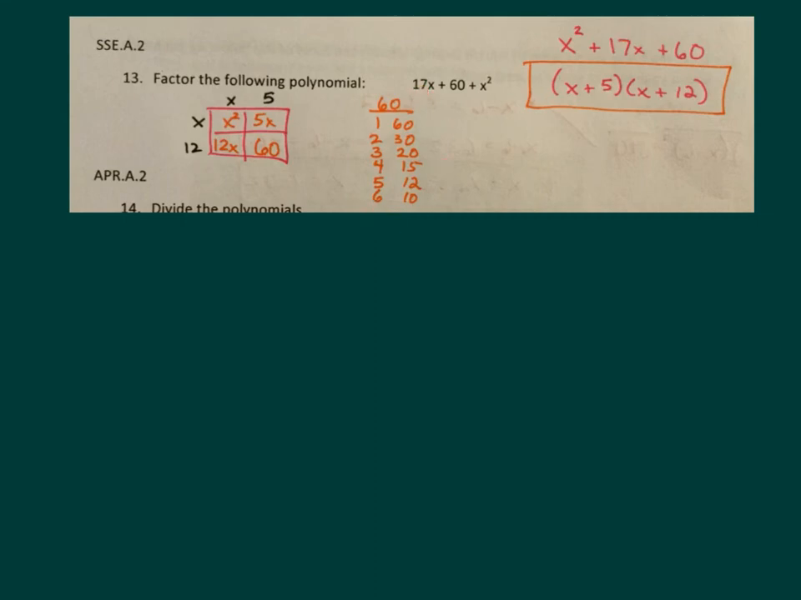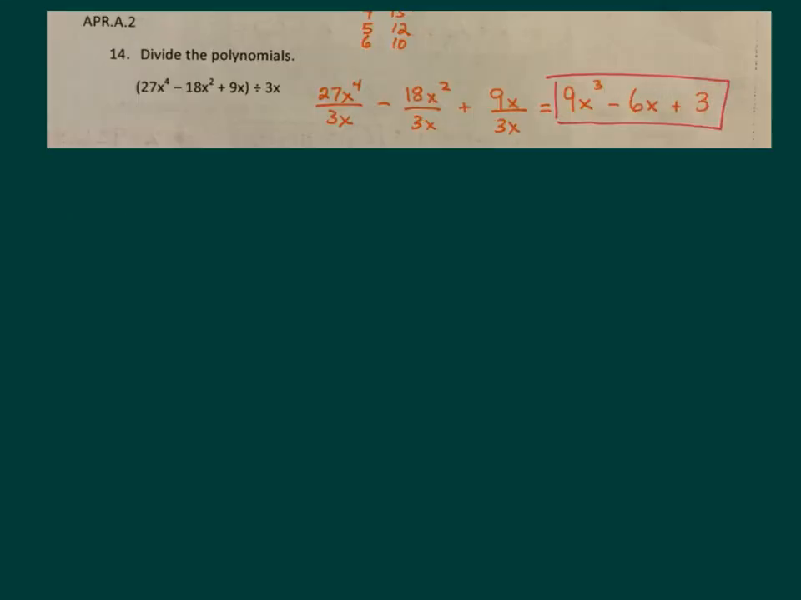And to get to 17x, I took a 5x and a 12x, and then I pulled out every greatest common factor of each row and each column, and that's when I got my factored form of x plus 5, x plus 12. Notice you cannot solve it because there is no equal to 0. So this is what it's looking for when it says factor the following polynomial.